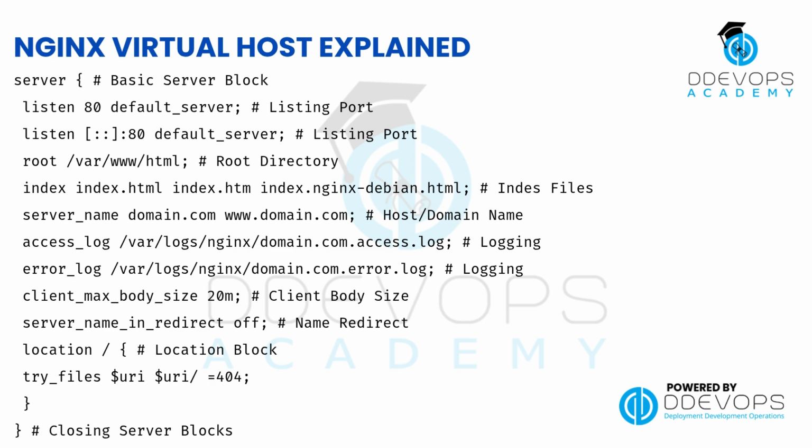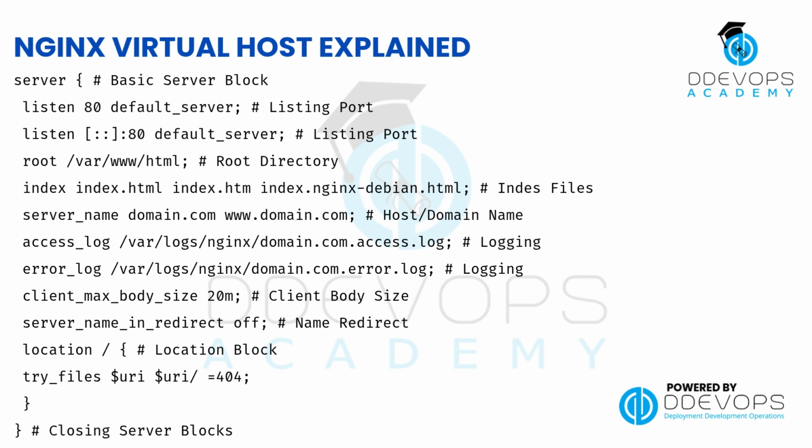Root directory. This is the base directory where your website files live. NGINX will look here when serving files like index.html. Index files define the default files to serve when a directory is requested. NGINX checks them in order, first match wins. Server names specifies the domains this server block responds to.